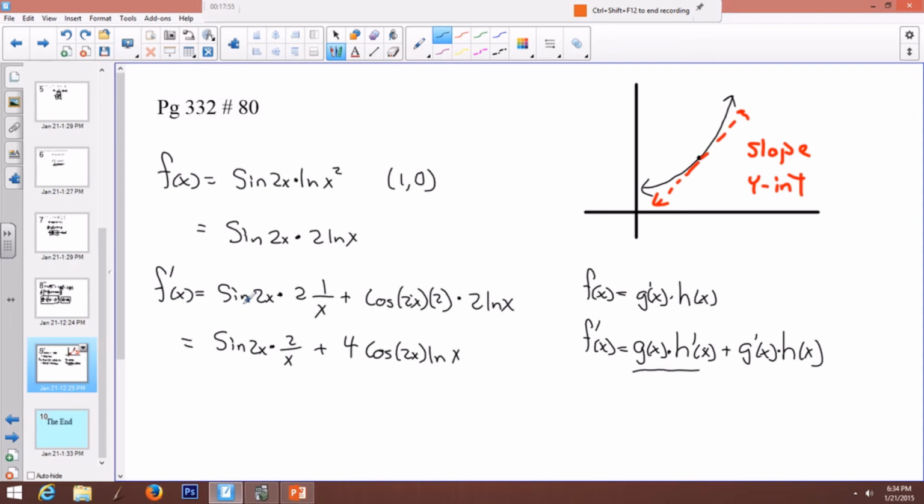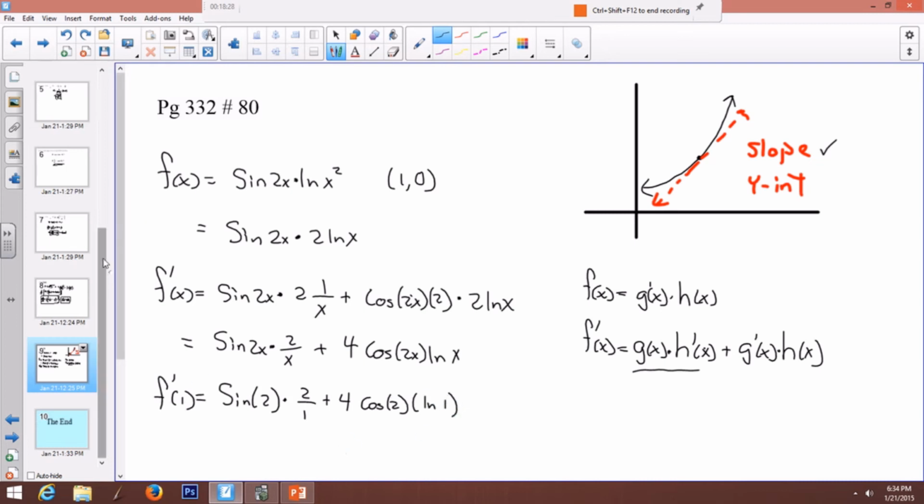All right, so the slope, I got to do that now. I'm going to find the slope, and to find the slope of any tangent line on any point on the curve is to plug in the x value into the first derivative. So I get the sine of 2 times 2 over 1 plus 4 cosine of 2 times the ln of 1.